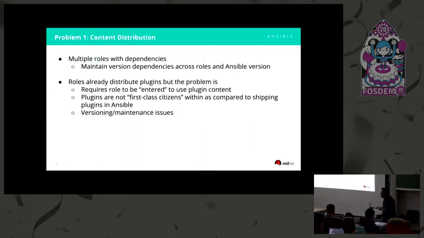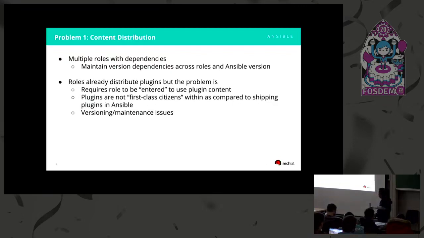The first problem that is solved with collections is content distribution. If you want to use multiple roles, each role has its own dependencies, and each role might depend on various versions of Ansible base. If you bring all those together and pull all these roles down from Ansible Galaxy, it is not guaranteed that they will work together properly end to end. Ensuring that it works properly is quite a task when using roles.